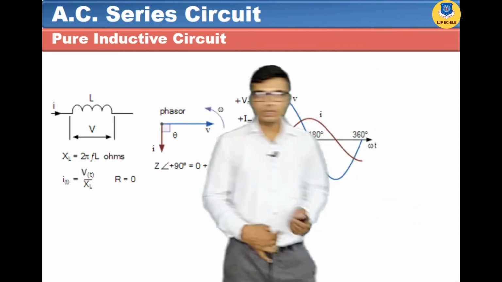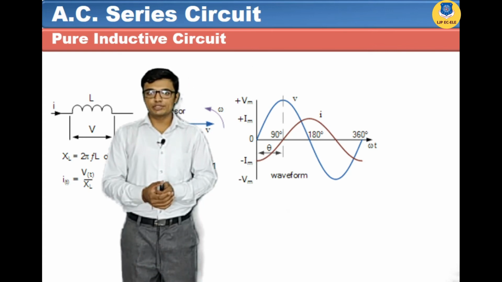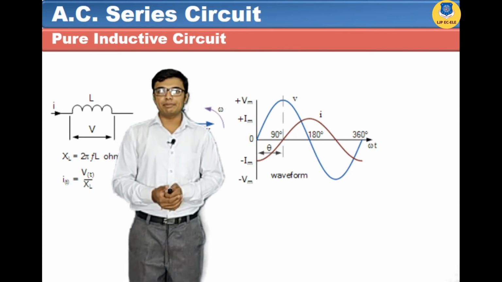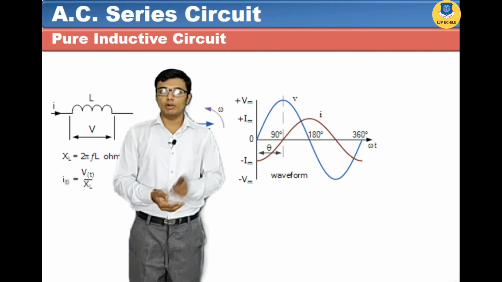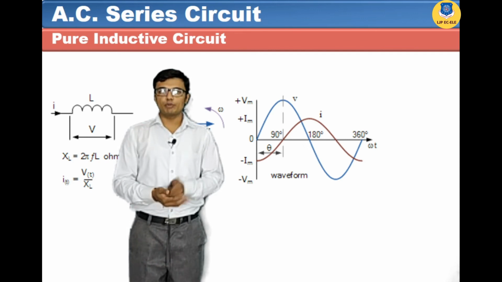In this circuit also the voltage vector will start from 0 degree, but the current vector will start 90 degree after the voltage vector. So the voltage vector will become maximum at 90 degree, and the current vector will become maximum around 180 degree. So the phasor difference between the voltage vector and current vector is 90 degree. So cos 90 is equal to 0. So the power factor of a purely inductive circuit is always 0 lagging.